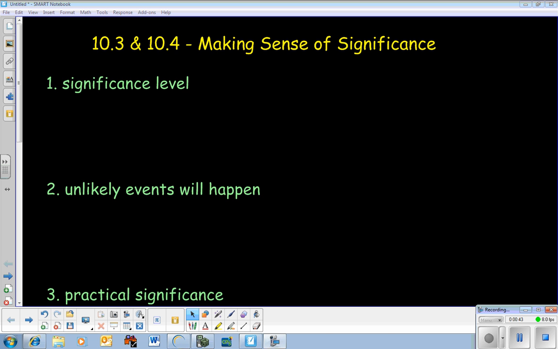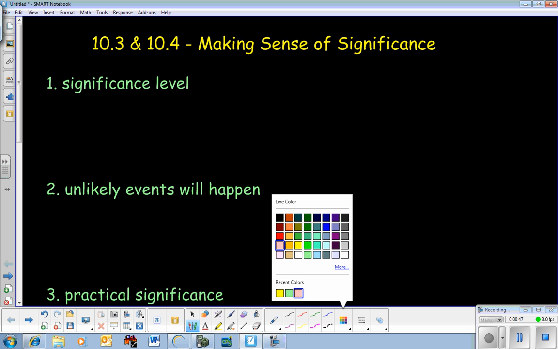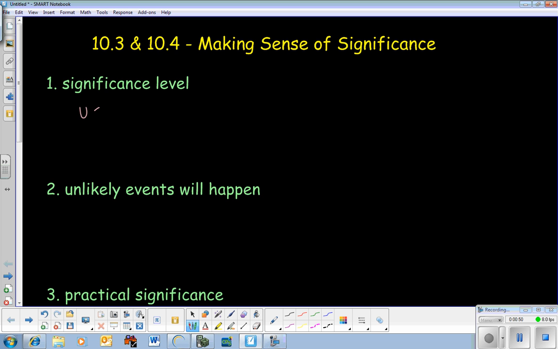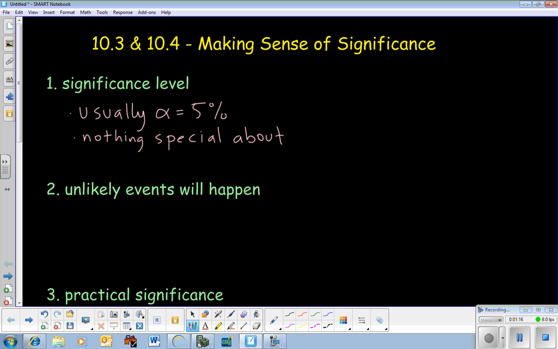First of all, significance level. We usually use what we call alpha equals 5%. Now, because we use that one so often, it can make you think that there's some sort of magic about 5%, some sort of cutoff level. There is nothing magical about 5%. There's not really anything special about 5%. Why do we always use it then?